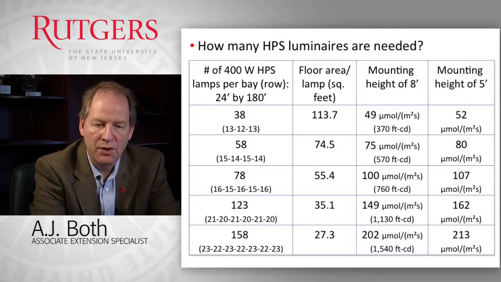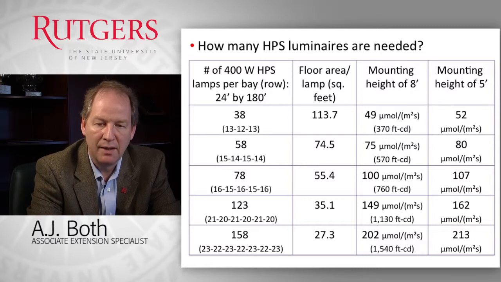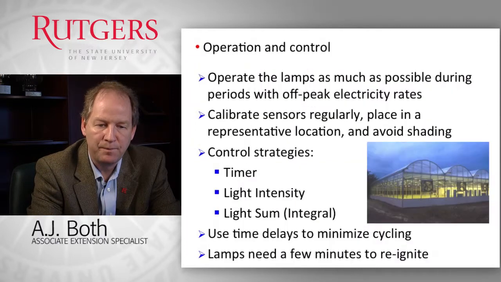So this table is trying to give you the number of lamps and the row spacing or the number of lamps per row that you need to try to get a fairly uniform light distribution based on the mounting height and the required intensity.